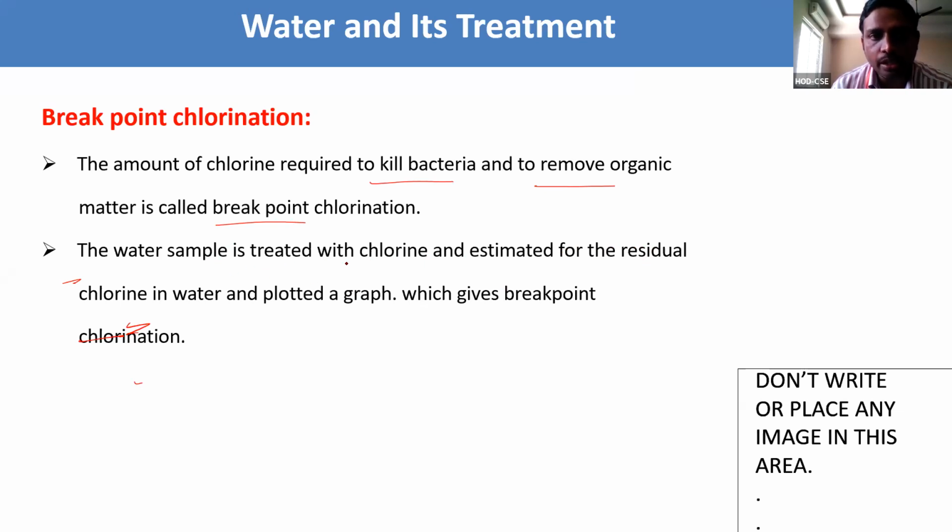The water sample is treated with chlorine and estimated for the residual chlorine. Excess chlorine leads to residual chlorine in water. A plot is a graph between the amount of chlorine added and the residual chlorine. On the x-axis we need to take the chlorine added, and on the y-axis the residual chlorine. We will get a graph like this. The graph is plotted, which gives the breakpoint of chlorination.